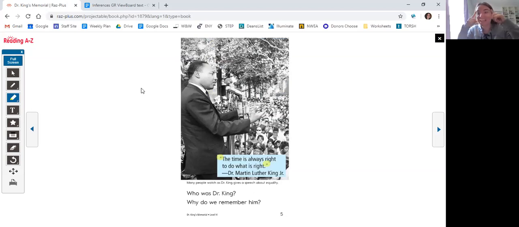Okay, I'm using my schema for this one. I know that Dr. King was someone who fought for equality. Remember, there was a time when white people used to own Black people as slaves. We talked about this in our class as well.